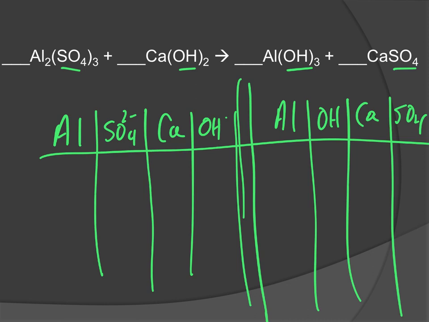And so if I look at my aluminums, I've got 2, and I've got 1. For my sulfates, I have 3, and over on this side, I have 1.